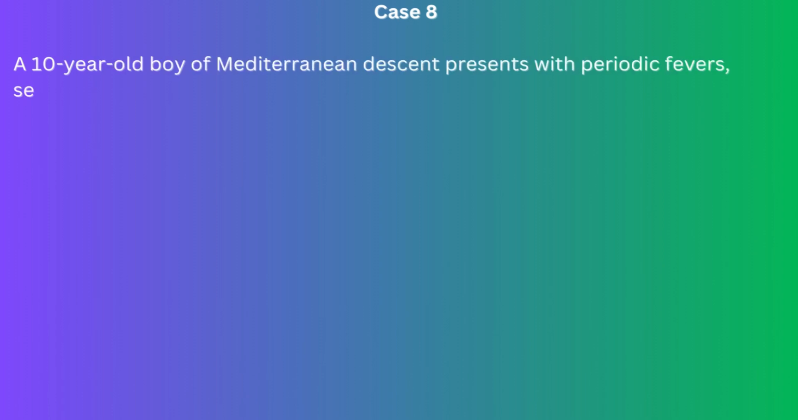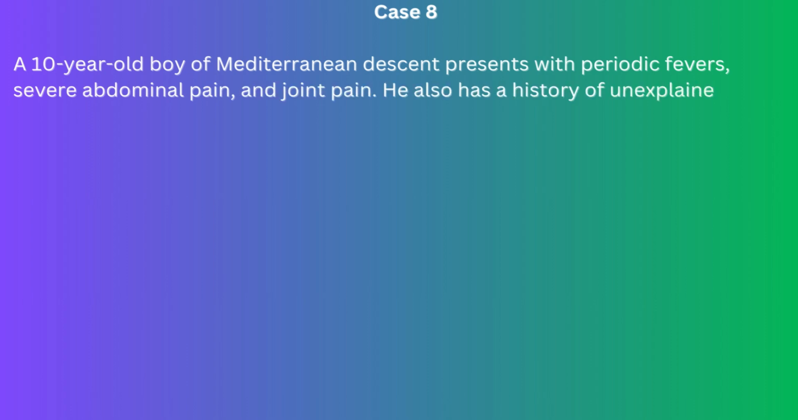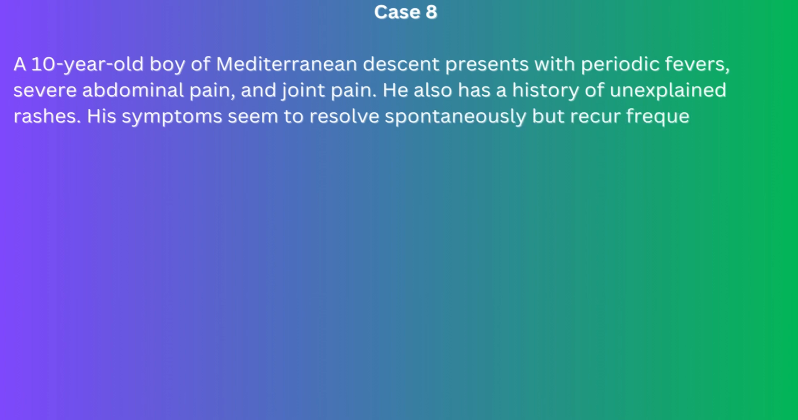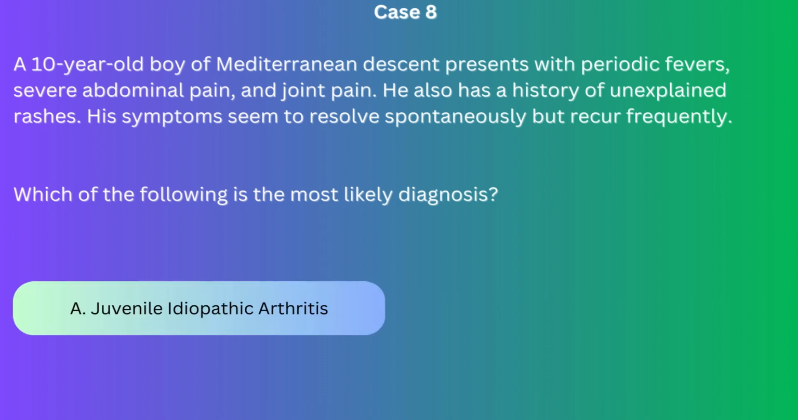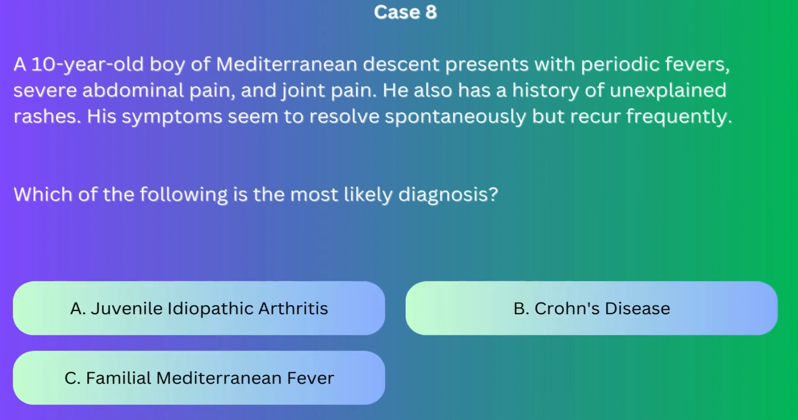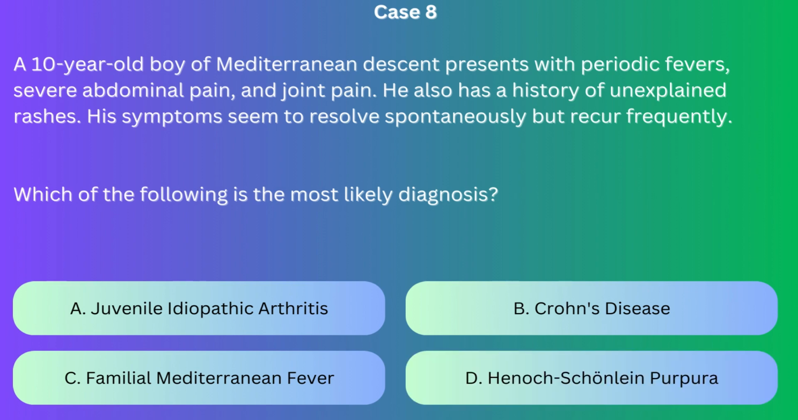Case number 8. A 10-year-old boy of Mediterranean descent presents with periodic fevers, severe abdominal pain, and joint pain. He also has a history of unexplained rash. The symptoms seem to resolve spontaneously but recur frequently. Which of the following is the most likely diagnosis? A. Juvenile idiopathic arthritis. B. Crohn's disease. C. Familial Mediterranean fever. D. Henoch-Schönlein purpura. The correct answer is C.